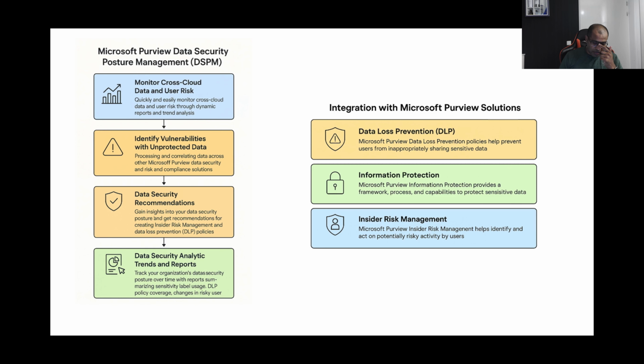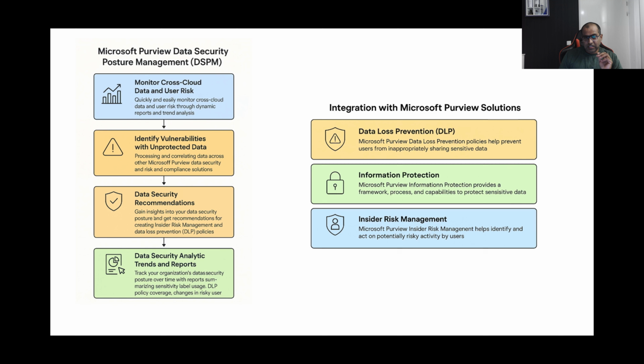The first one is that you can monitor cross-cloud data and user risk. You can quickly monitor data and user risk across multiple clouds using dynamic reports and alerts. This gives you real-time visibility into potential threats. You'll also be able to identify vulnerabilities with unprotected data, as DSPM processes and correlates data from other Microsoft Purview security and compliance solutions to identify where the sensitive data is unprotected.